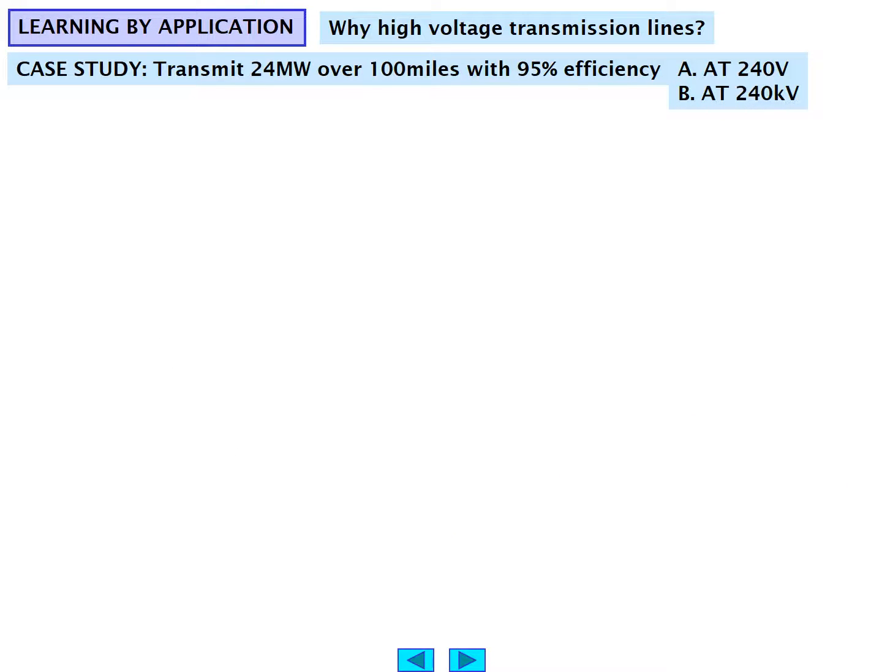So why high voltage transmission lines? Why do we do that? Why do we have such high voltage transmission lines? Let's do a case study in which we're going to transmit 24 megawatts over 100 miles with 95% efficiency at 2 different voltages, 240 volts and also at 240 kilovolts. Remember that power is 24 megawatts.